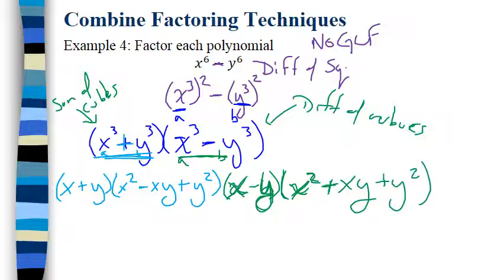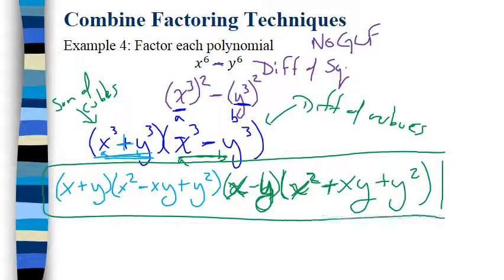And we look here, none of these are perfect squares. We don't have any methods for factoring any of these. So here's our final factor of 4 prime polynomials.